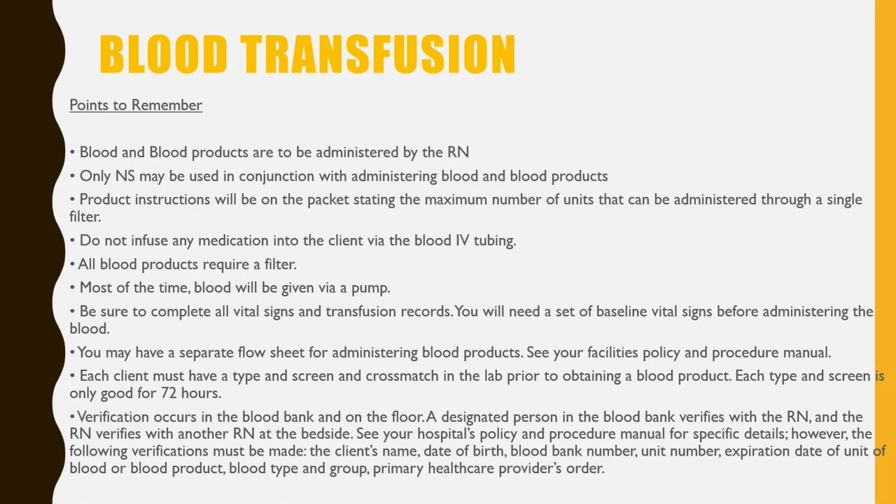It's already in the last paragraph here, if you see it. I'm going to talk about the second last line. It says your client name, date of birth, blood bank number, unit number, expiration date, and even the blood type, group, and even the doctor's order. Everything you need to match. Sometimes the NCLEX can ask you a starter question here, so you need to know all these things, what to check.